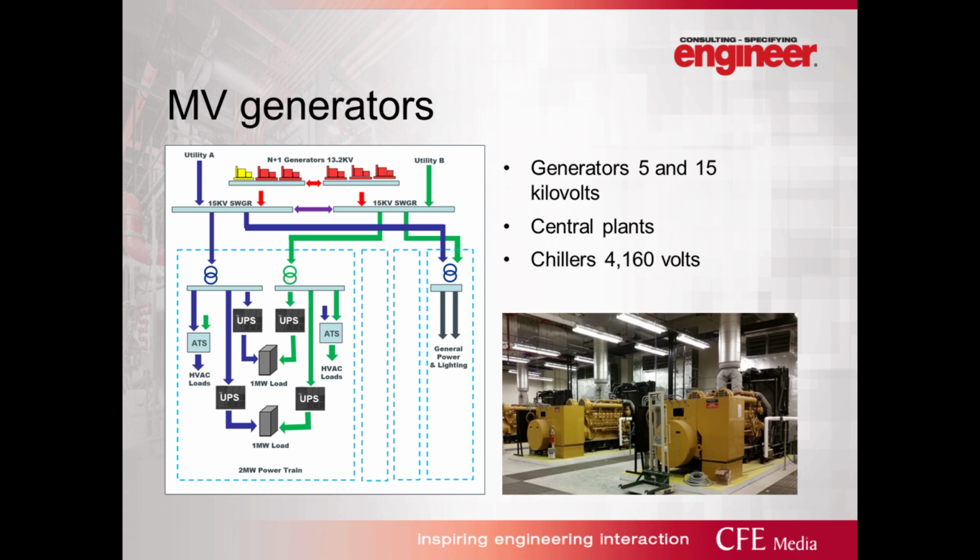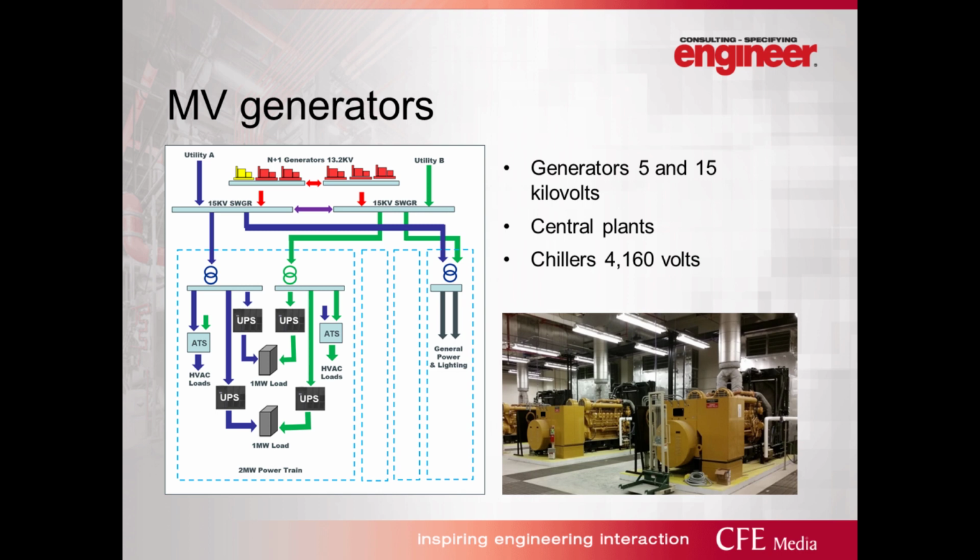As Jane said, generators can be 480 volts. They can also be on the medium voltage side. Sometimes you'll see either a 4160 generator if it's tied to a central plant, or a 15 kV generator. You typically don't see anything above 15 kV because of the separation requirements and the clearances between phases and so forth. So it's usually 4160 and 15 kV, or 11 kV depending on where you are in the world.